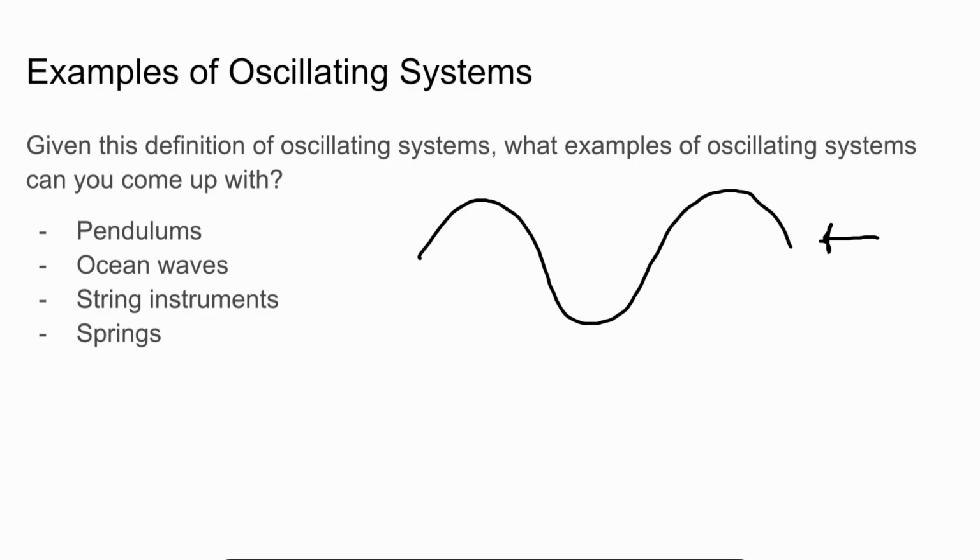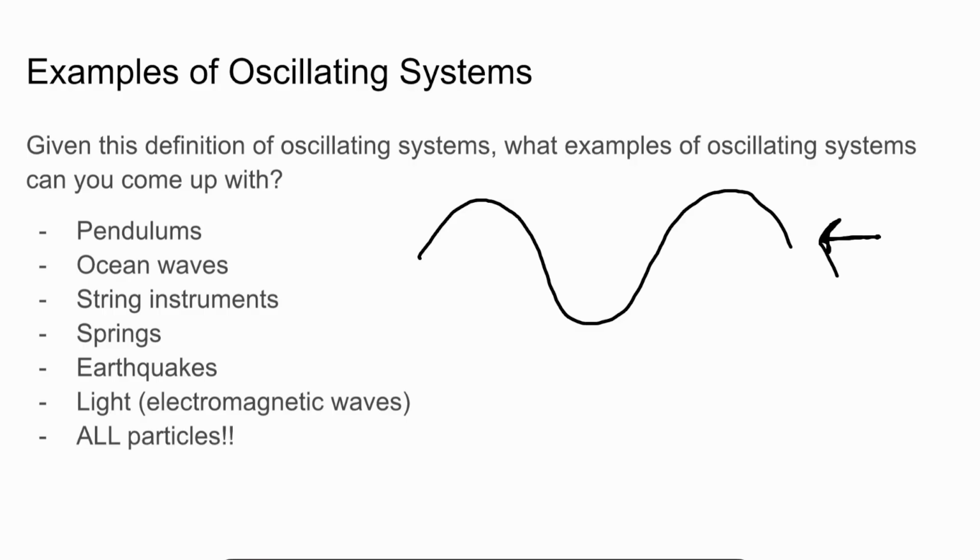Springs, as we saw in the systems we observed, will go back and forth in oscillating patterns. Earthquakes essentially are ocean waves, but through the ground, and so they are also examples of oscillating systems. And finally, we've got light. Photons of light are electromagnetic waves, and again, they follow this wave pattern, so they are oscillating, vibrating as they move through space. Really, all particles will do that same thing, just like photons. Since all particles make up matter and are moving through these oscillating motions, studying oscillating systems is very important to our understanding of the world around us.